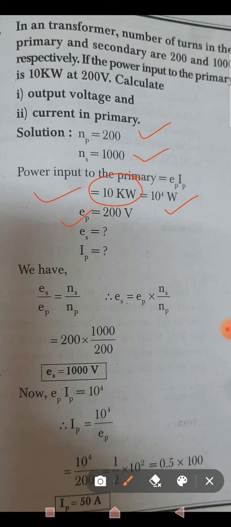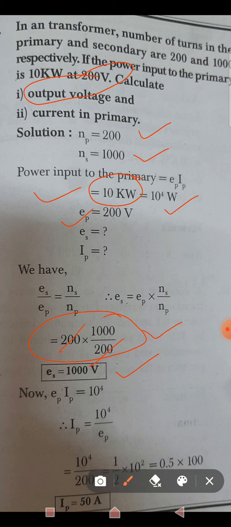So ES upon EP is equal to NS upon NP. This formula we have to use, and ES is equal to EP multiplied by NS upon NP. Now substitute the values here. So EP 200 into 1000 upon 200, 200 will get cancelled, and the EMF of the secondary is 1000 volt. So that's the first answer, the output voltage.